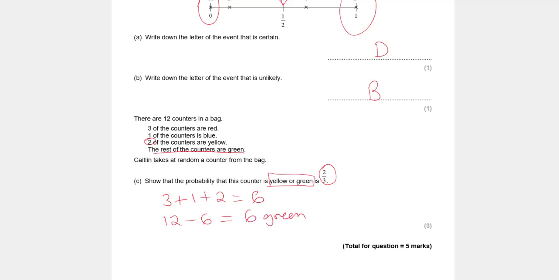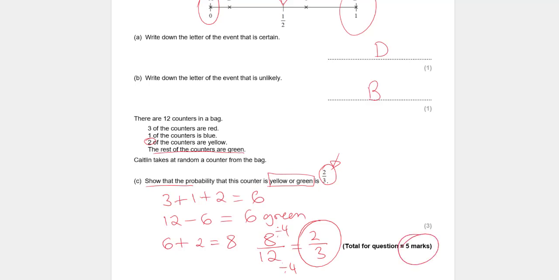Okay, now we need to work out the probability of yellow or green, so we need to add the yellow and green together. So green is 6, yellow is 2, which is 8. So altogether we have 8 yellow and green. So the probability will be 8 yellow or green out of the total 12. Let's simplify it, because most likely this answer is simplified. That's why it's given as 2/3. Divided by 4, top and bottom. That gives us 2, and 12 divided by 4 gives us 3. And we showed the probability that the counter is yellow or green is 2/3. 5 marks.